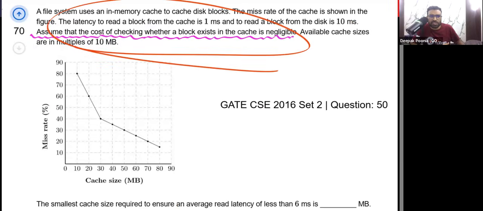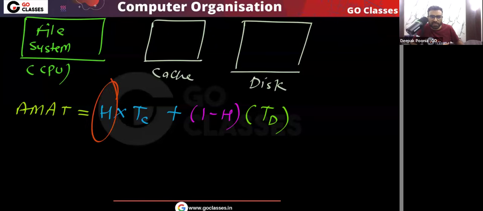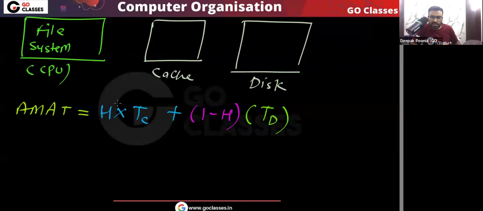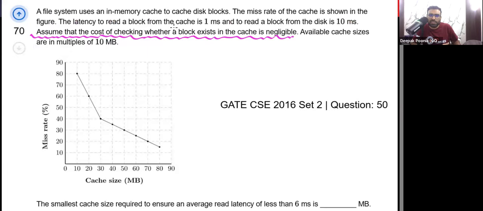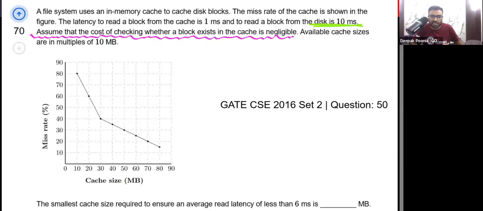So you can see in this question, the hit rate of cache memory is not given to us. So let's assume that it is h. We need to find the value of h, and from the value of h, we need to find the cache memory size also using this diagram. What is the cache memory access time? It is 1 millisecond, which means when you read a block from cache memory, it will take only 1 millisecond. And the disk access time is 10 millisecond.